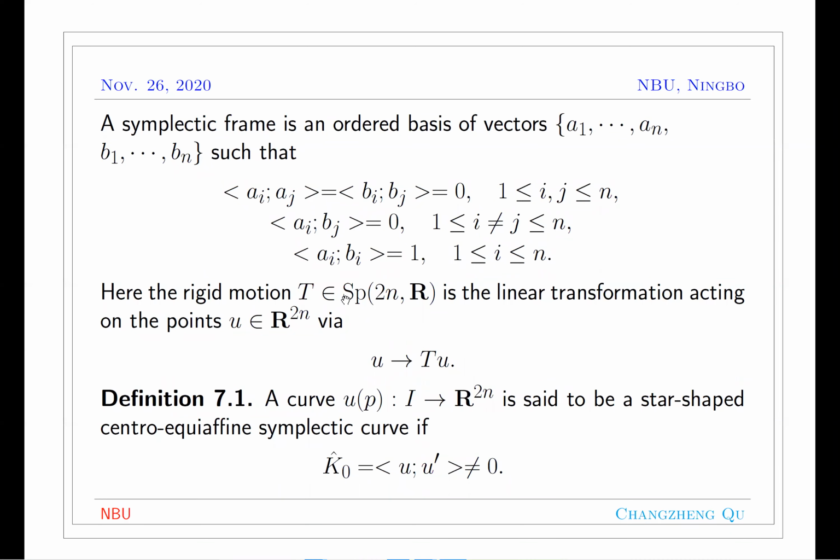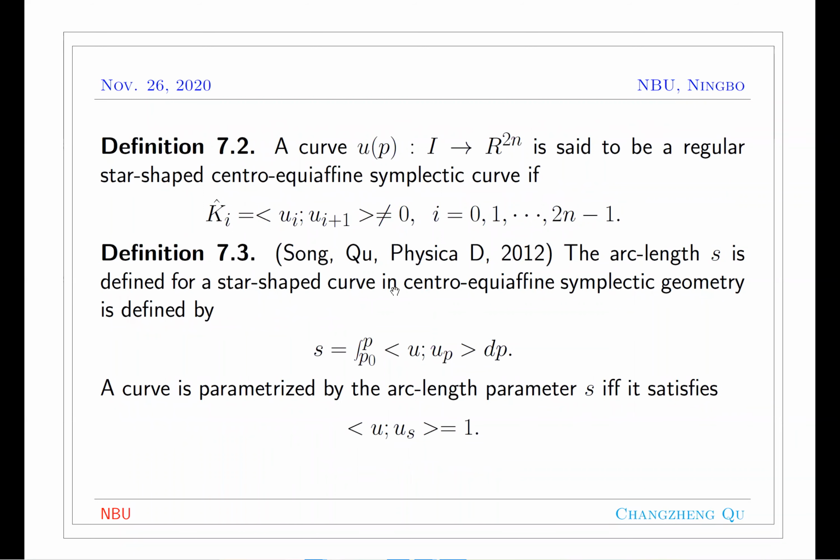The rigid motion in the central equi-affine geometry is invariant under these transformations. Here T is a symplectic group regular motion. Similar to the central equi-affine case, the curve is said to be a star-shaped central equi-affine symplectic curve if the inner product is not zero, for any i from 0 to n minus 1. We call this a regular star-shaped curve.